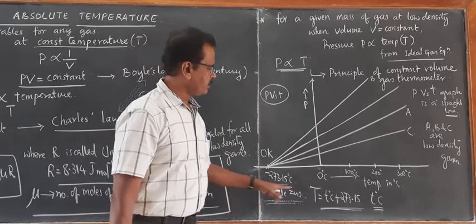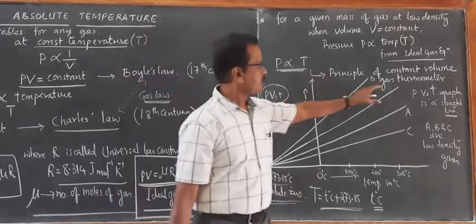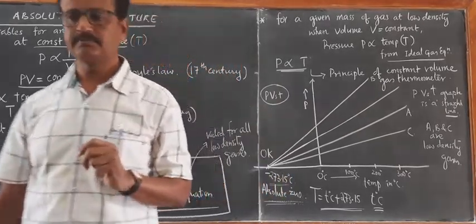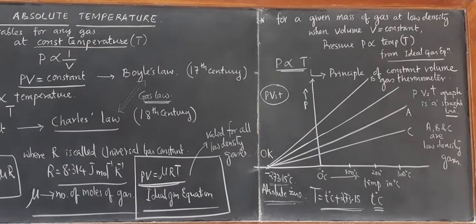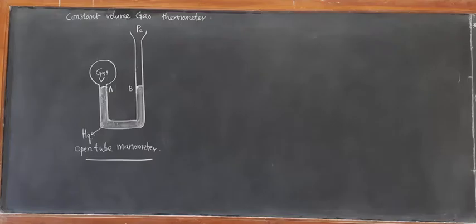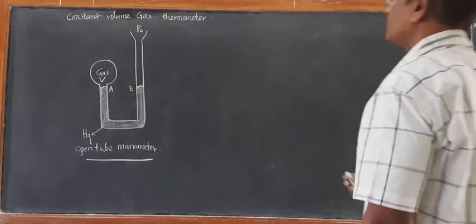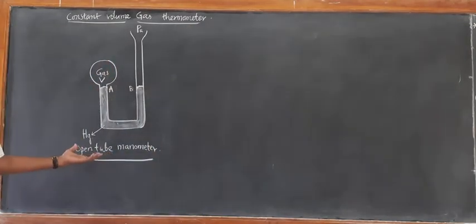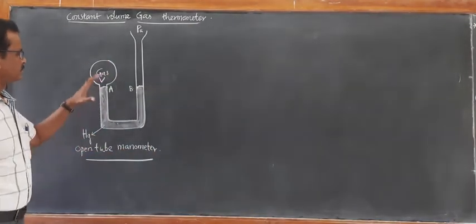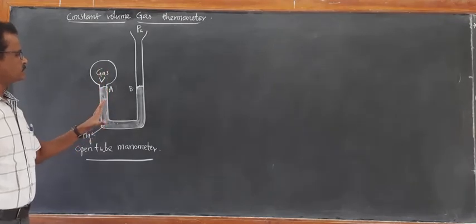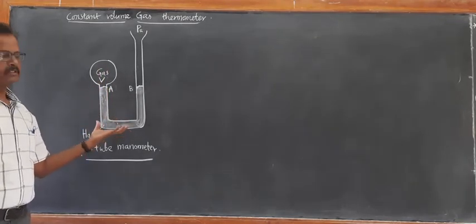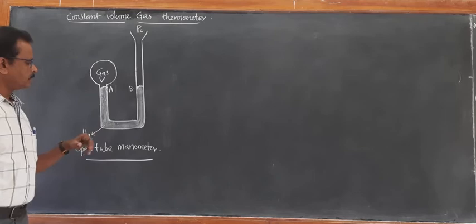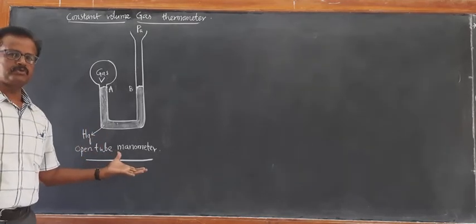Now we'll understand what a constant volume gas thermometer is and how it appears. I am going to draw a schematic diagram of the constant volume gas thermometer. Look at the schematic diagram. It is nothing but an open tube manometer. It has two limbs in the shape of a U, so it is also a U-tube manometer. A manometer is the device which is used to measure pressure.